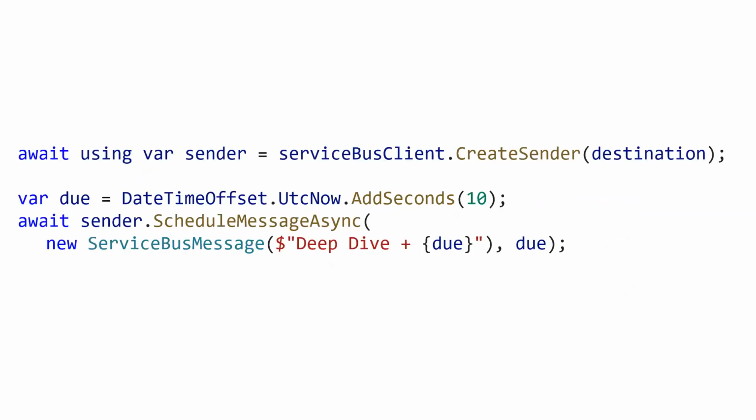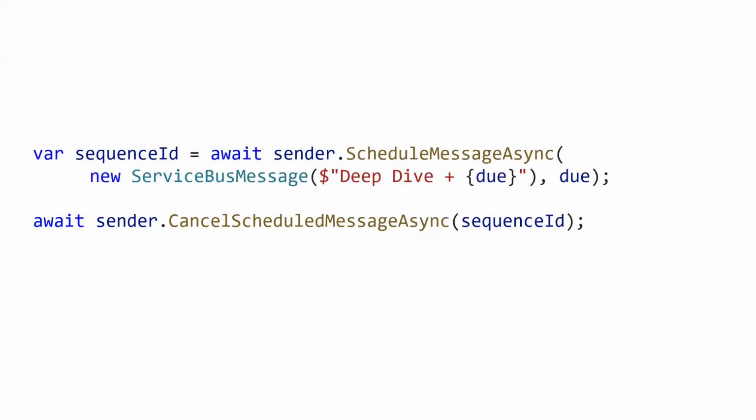So what you can do is you create the sender to a destination, and you then say, well, my due time of this message is now in 10 seconds, and then you do a schedule message async, you give it some content, and then you say, that's my due time. And you can even do more fancy things. For example, if you do schedule message async, you are actually getting a sequence ID back for that message that you scheduled. And if you want, you can then use the sequence ID. You can durably store it somewhere, and you can then use that sequence ID to cancel a scheduled message.